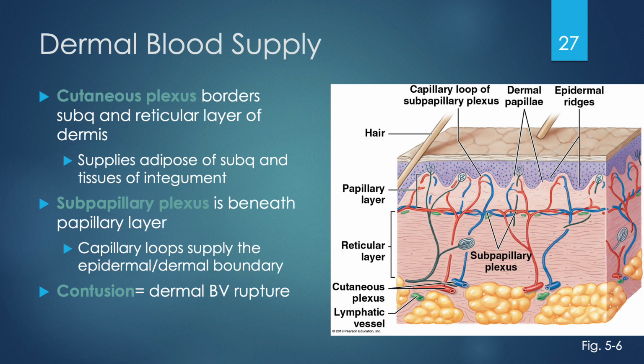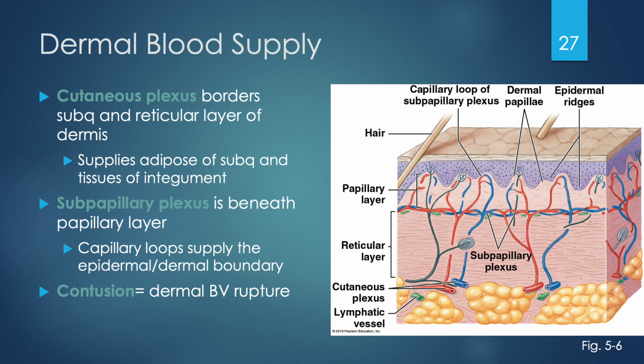There are two different plexi, or individually plexus, that are found in the dermis. There is the cutaneous plexus and the subpapillary plexus. The cutaneous plexus is going to border the subcutaneous tissue and the reticular layer of the dermis, and it supplies the adipose tissue of the subcutaneous area and also the tissues of the integument in general. Now the subpapillary plexus is of course beneath the papillary layer, it's subpapillary, and it forms capillary loops which are going to supply the epidermal and the dermal boundary.